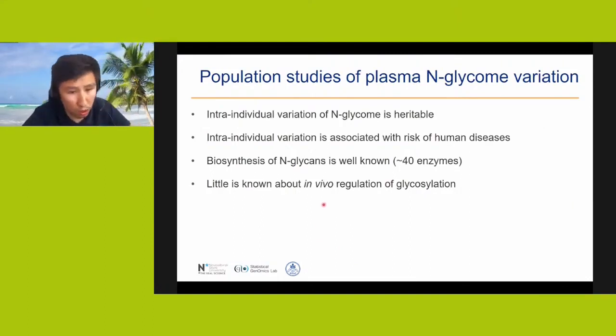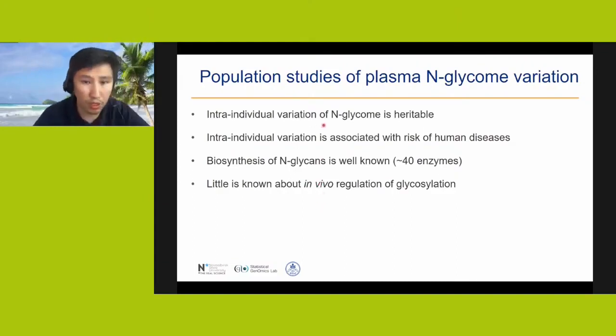And as you learned from Yuri's talk, we know now that this variation is heritable. We know that this variation is associated with a risk of many human diseases. However, we lack interpretation of these associations. We, for example, do not even know the direction of this association.